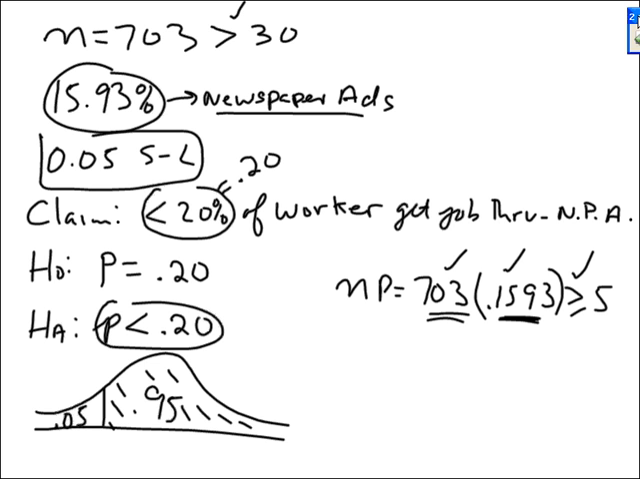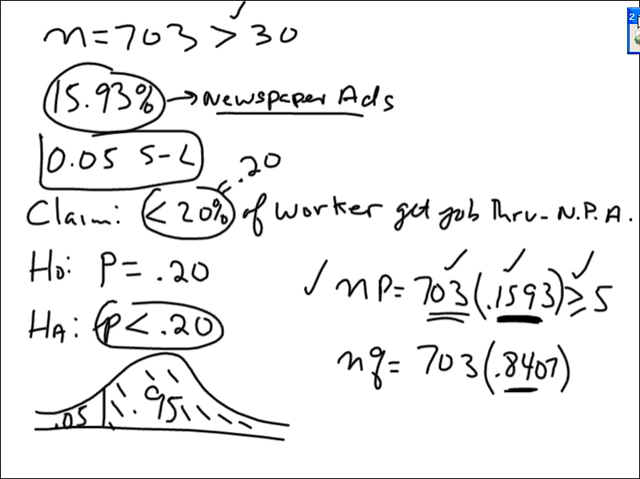So that worked. What about NQ? It is binomial because either you do get a job from a newspaper ad or you don't. Now we have to verify that NP is bigger than 5, and it is, and NQ, 703. And remember, P plus Q should add up to 1. It's going to turn out that Q is that.